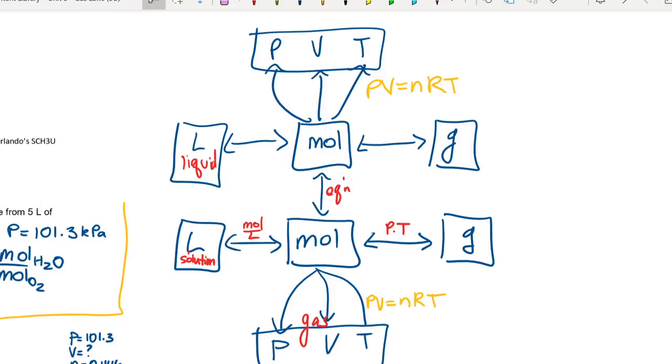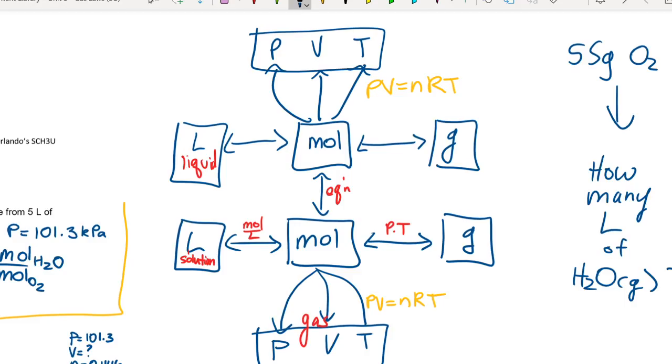So the trick with a question like this, I think, is to map it out. If you look at this question, we start with 55 grams of oxygen, and it says, how many liters of H2O gas? Does that make sense? That's the question. Can we all see that? Did I put a few other things in there? Sure. But the basic question is, with this much oxygen, how much water can you make?